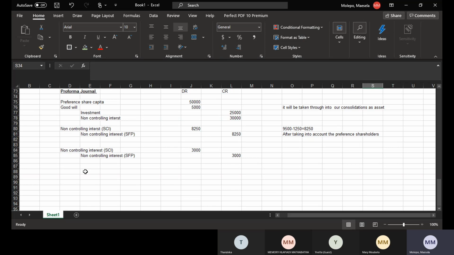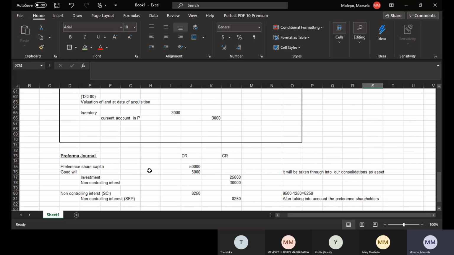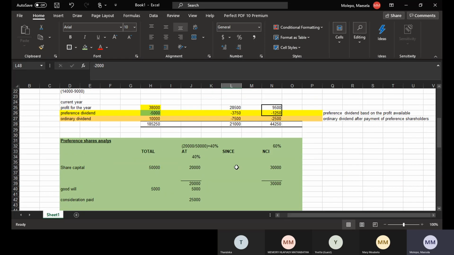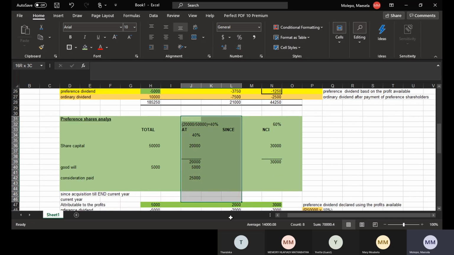Then we go to another journal, which will be the elimination. We used to have this kind of journal even on the ordinary shares. So since the preference shares are declared, from the analysis of shareholders, we declare the preference shares of 5,000. When the subsidiary declares the preference dividend of 5,000, it means the parent, because the parent is owning this portion. This portion is the one for the parent.